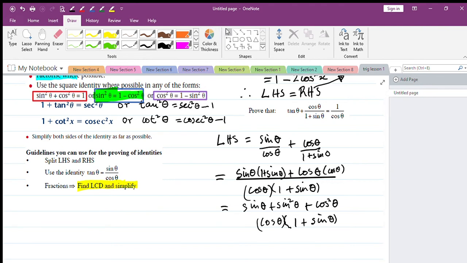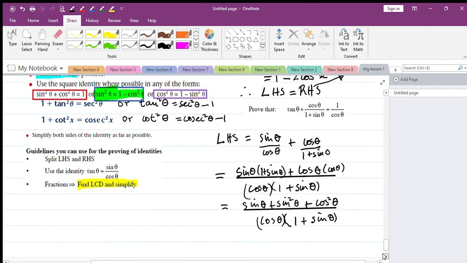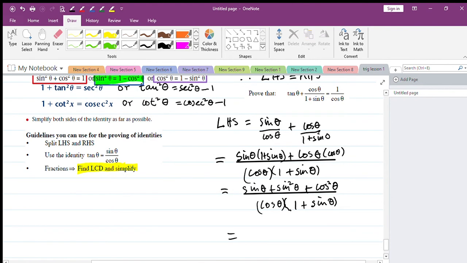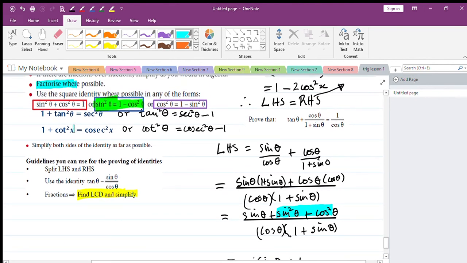Now let's simplify that. If we simplify that, what do we have here? We have sin theta, and sin squared theta plus cos squared theta is 1. So what we have is sin theta plus 1. Remember that I am using this identity here. Where is this identity for us? There is this identity, the red one.